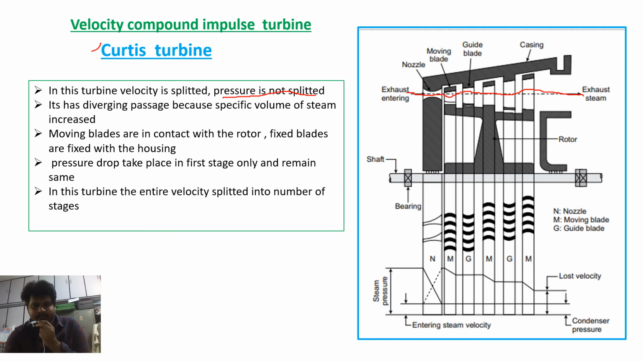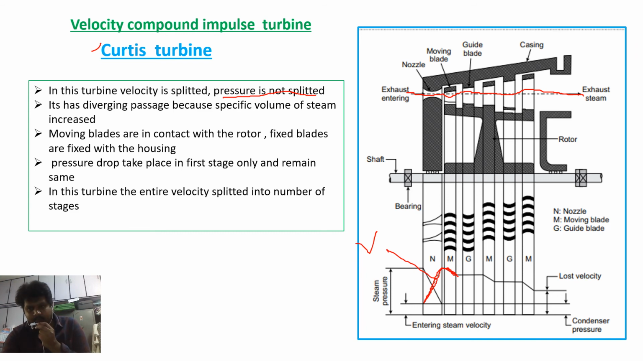Now let us discuss how velocity varies in the Curtis turbine. This is the velocity line. Here when steam passes through the nozzle, the velocity will increase, because we know that the function of the nozzle is that by reducing the pressure it increases the velocity. So the velocity increases in the nozzle. From the nozzle it enters into the moving blade. Here you can see the velocity decreases, because when it is passing through the turbine, the steam will expand. So the velocity slightly decreases.